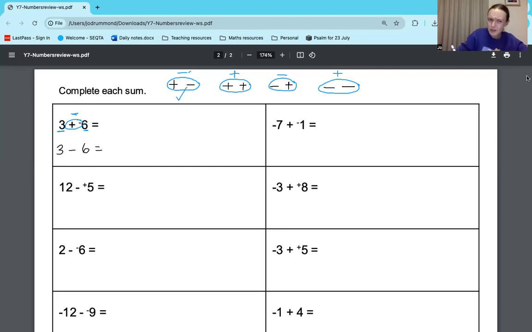I know that's going to go into the negatives, so I'm going to draw out a little number line to help me. And you can use the number line on the mini whiteboards if you need.